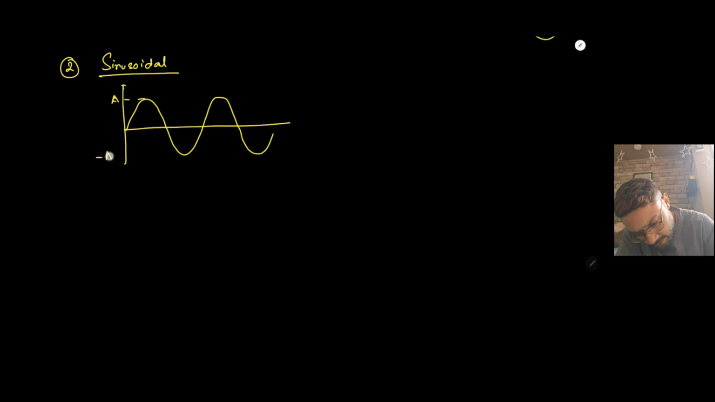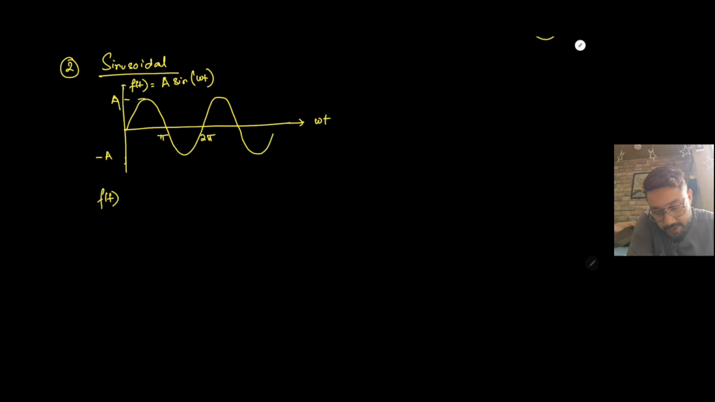Suppose f(t) is equal to a sin omega t, where the x-axis is omega t, graduated in multiples of twice pi. So what will be the average value? By the waveform you can guess the average value. Obviously this average value will be 0, because the positive part will be cancelled out by the negative part. So overall we will get 0.